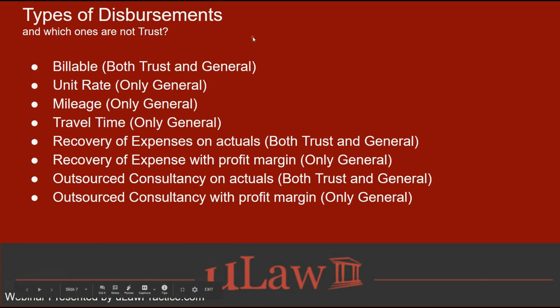Okay? So, a good rule of thumb: if it's the recovery of expenses on actuals, then both trust and general are the right financial options. You can use either or both. If it's not on actuals, and if it's a profit or a loss margin, then only general. So that's pretty much the rule of thumb.